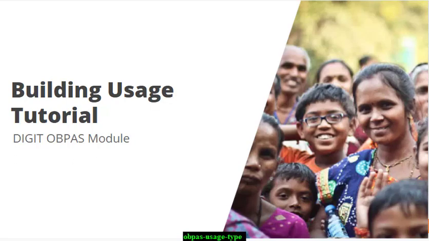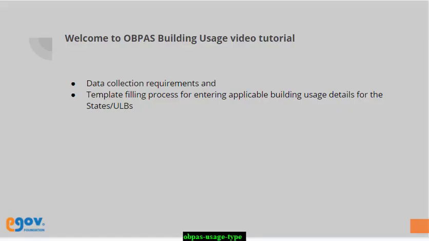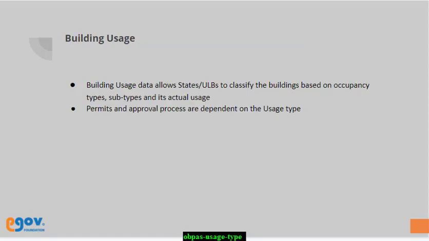This video will walk you through the data collection and template filling process for the building usage in OBPAS module. The building usage data allows states or ULBs to classify the buildings based on occupancy types, subtypes, and its actual usage. Permits and approval process are dependent on the usage type. Refer to the national bylaws to view the prescribed list of usage types.